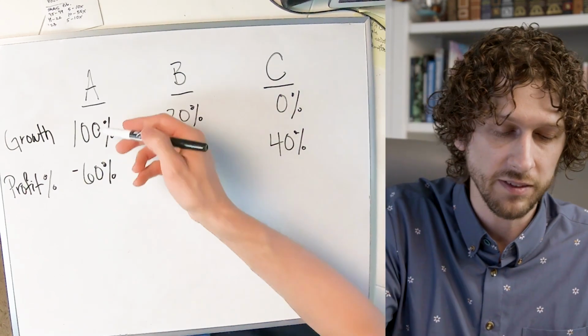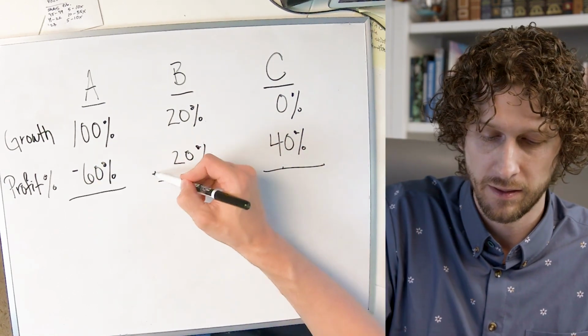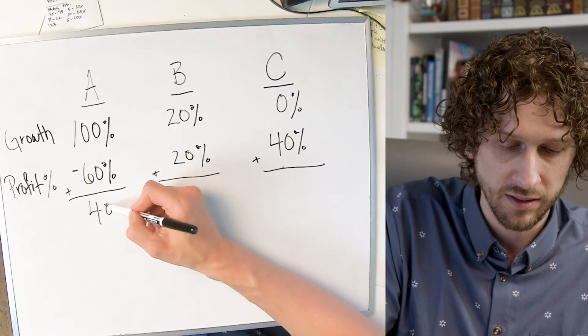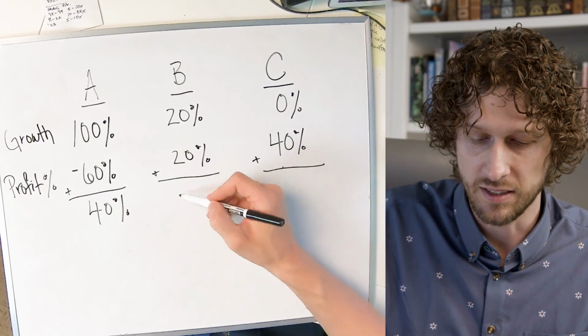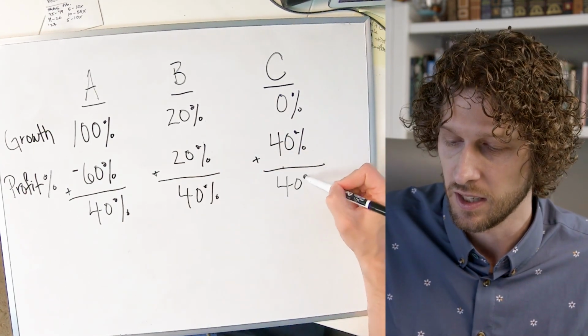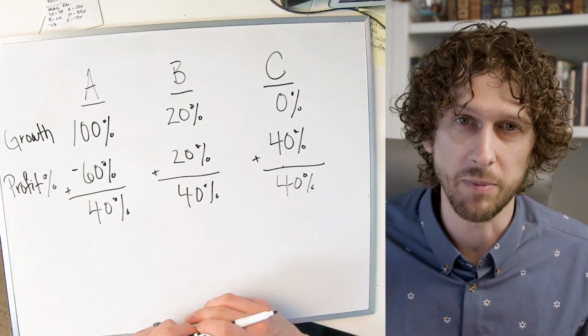Well, in all of these cases, if I add these two up, in this case I get 40%. In this case, I get 40%. In this case, I get 40%. Now, you could argue that all three of these situations are pretty good situations if you think about it.